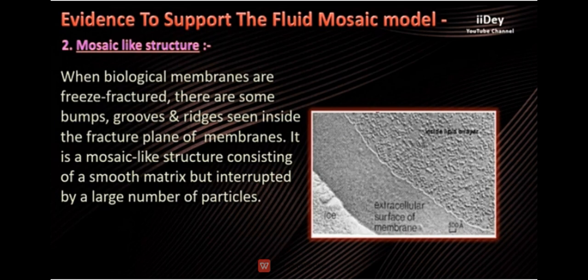Then there are also mosaic-like structures. When biological membranes are freeze fractured, there are some bumps, grooves, and ridges seen inside the fracture plane of membranes. It is a mosaic-like structure consisting of a smooth matrix but interrupted by a large number of particles.